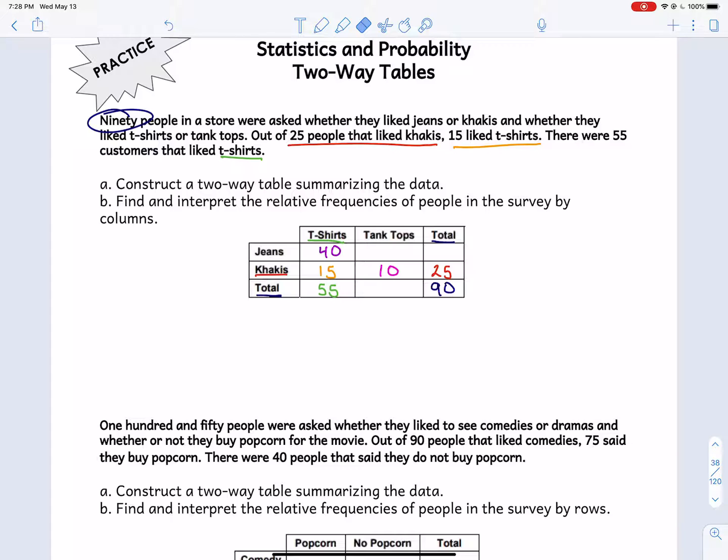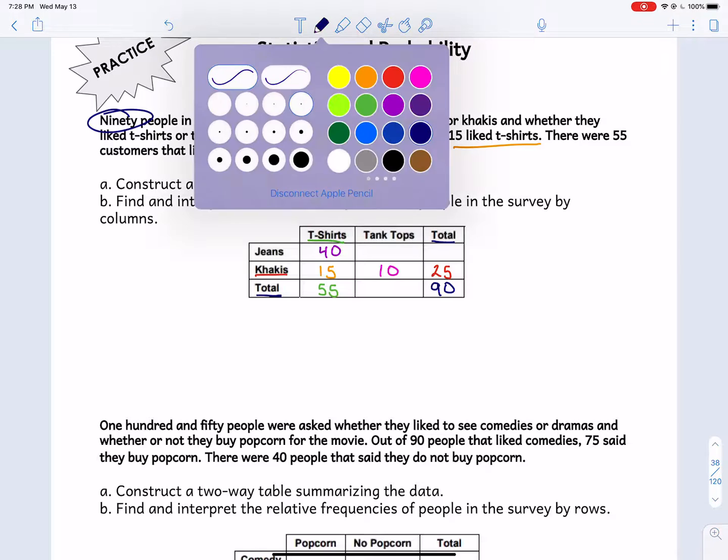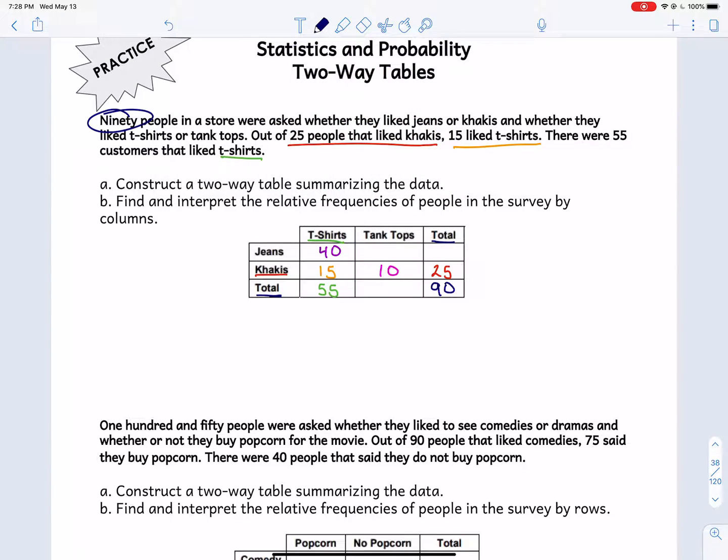Okay, so from this information, we can fill in the rest. So let's see here. Wherever we have 2 out of the 3 numbers, that's where we can fill in. So if we look at this row, which is the totals, 55 plus what equals 90. Okay, 55 plus 35 equals 90. And please check this with the calculator.